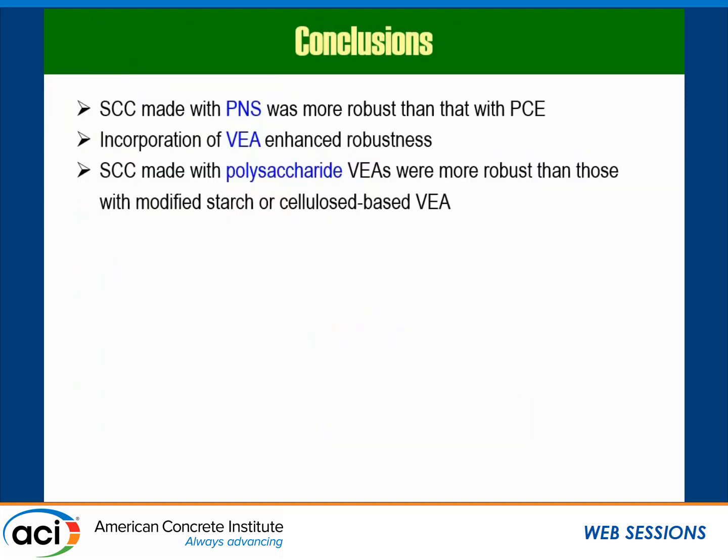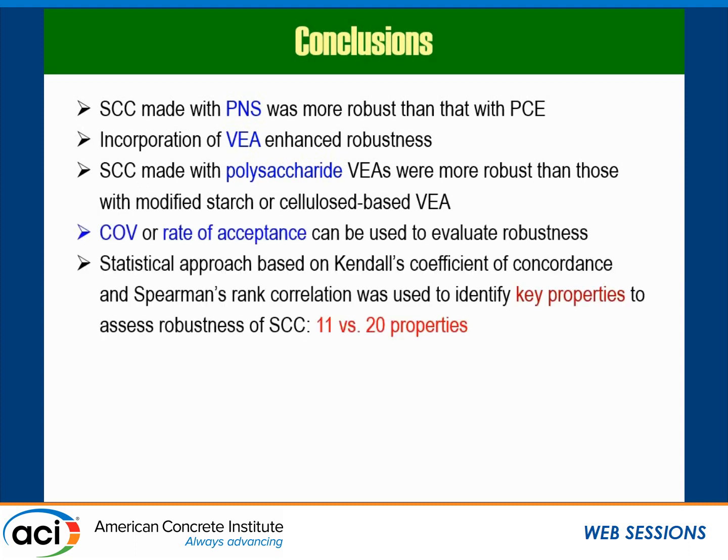So what we see as conclusion is that SCC, and again, these are stable SCC mixtures to start with, made with PNS and a type 1 cement, were more robust than those made with the polycarboxylate ether that we are using. And when we use a viscosity-enhancing admixture, in all cases, we enhance robustness. Those that were made with polysaccharide, the diutan gum and welan gum, were more robust than the modified starch and the cellulosic admixture that we used. And again, I showed that there are 2 approaches for evaluating robustness. Both of them work equally well.